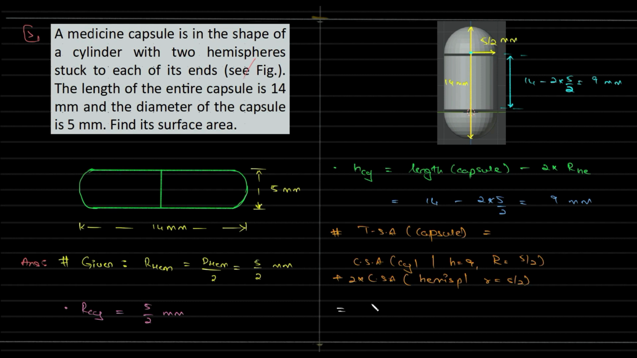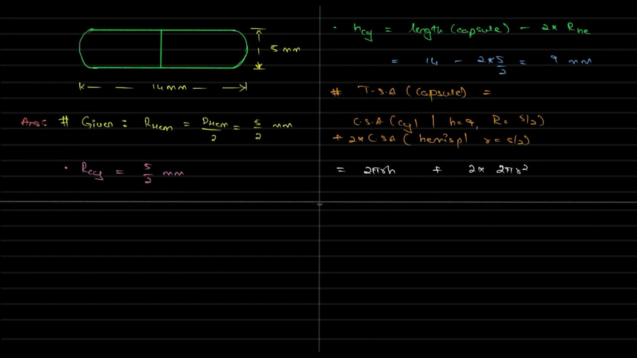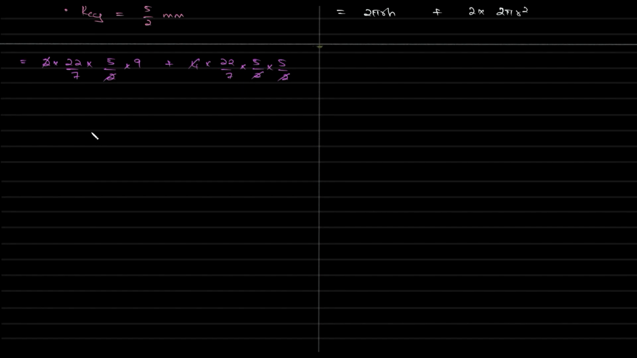So, we have this to be 2 pi rh plus 2 times of 2 pi r square. And so, we are left out with 2 into 22 by 7 into radius 5 by 2 into 9, plus 4 into 22 by 7 into 5 by 2 into 5 by 2. Okay, so 2s are 4, then 2 1s are 2. So what is left out? We are left out with 2 by 7, 2 by 7 and 5 as common, right? 22 by 7 into 5, what is left out inside the bracket? 9 and other 5. So this is what? 22 by 7 into 5 into 9 plus 5 is 14.